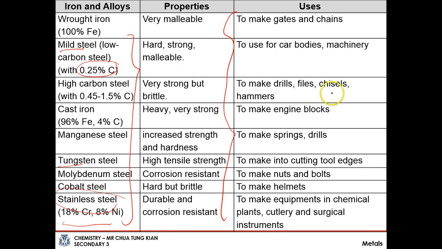For example, to make drills, you must have an alloy which is really strong. So we add in manganese, and we get increased strength and hardness to make your drill, because you wouldn't want your drill to be blunt after you drill an object, and you have to keep resharpening it.